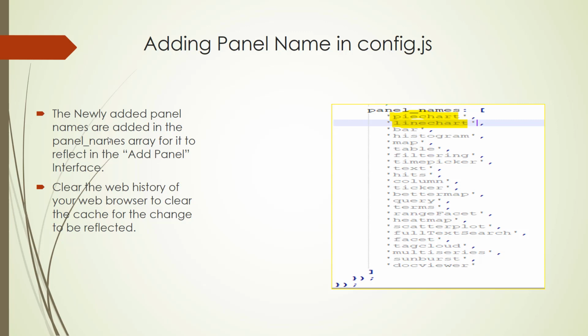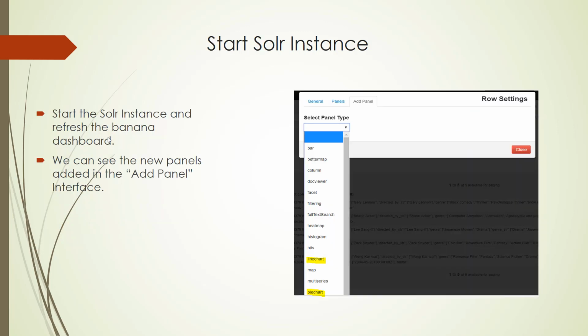Once this is done, we need to refresh the cache in the web browser. This is used to show the contents changed in the code that can then be viewed in the UI. So once this is done, we can start the Solr instance and refresh the Banana dashboard. Once we go to the core and try to add the panel, we can see the add panel interface consisting of the two new panels which we have created, that is the line chart and the pie chart.